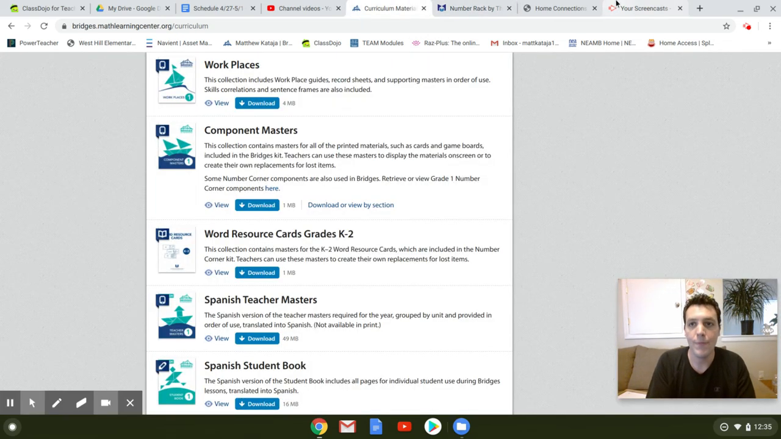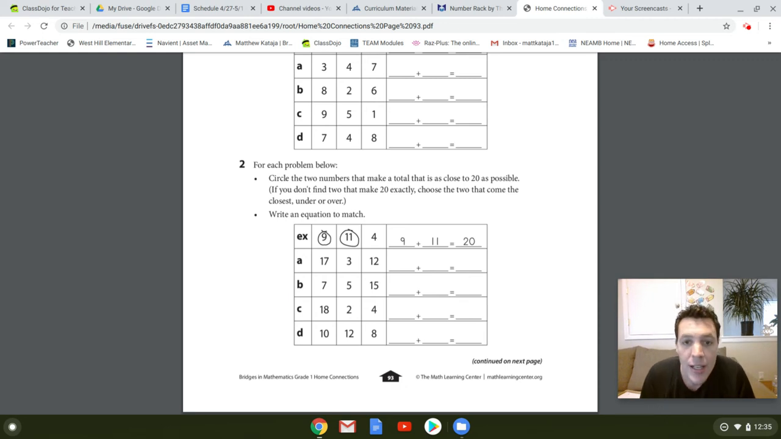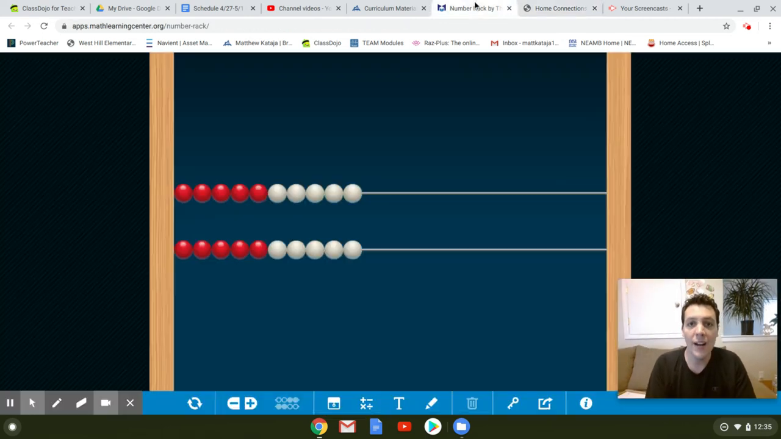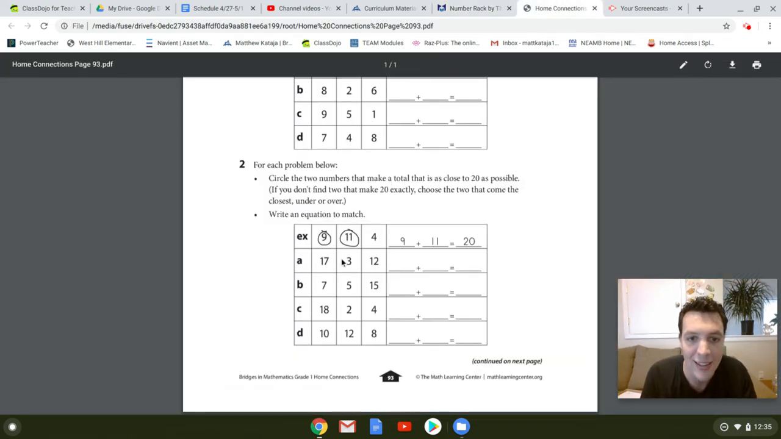Now, you will see at the bottom of our home connections page, they want you to make a 20. So for this, you can go back to our number rack and push over 10 to start, because look, all of these have at least one number in the teens, which means you know your place value. It's 1 ten and then some more ones. So let's push over 10 and then find our biggest number.